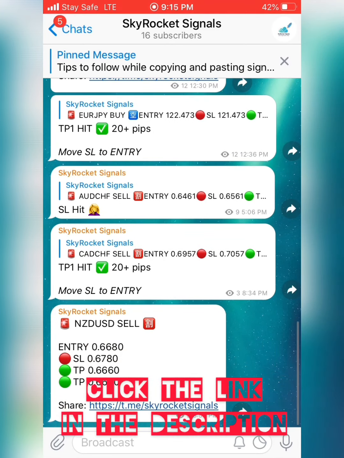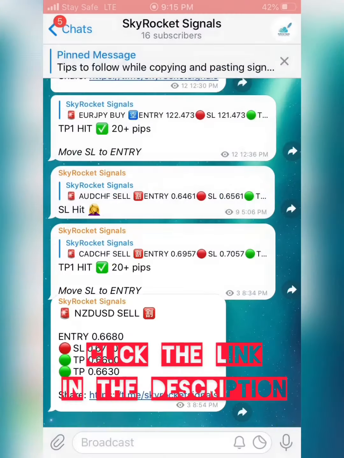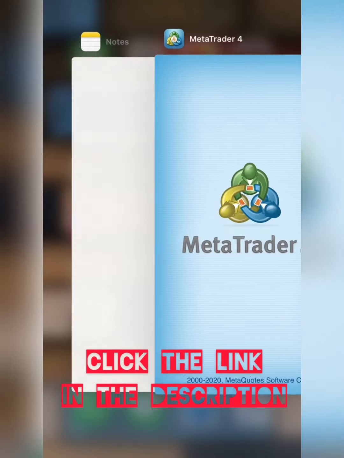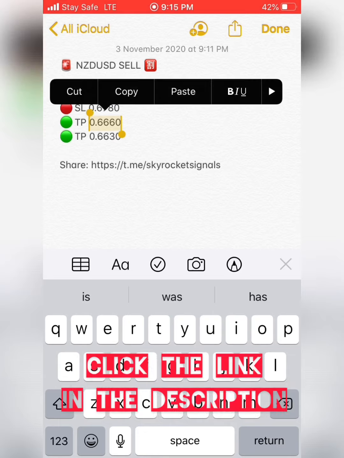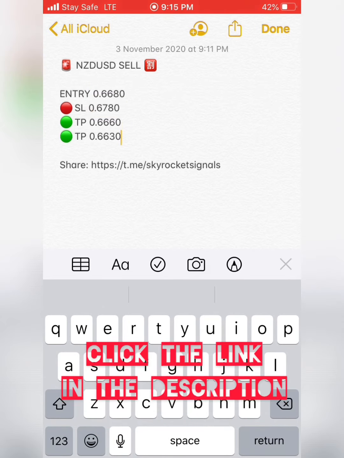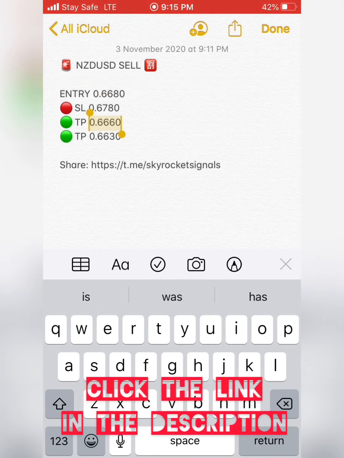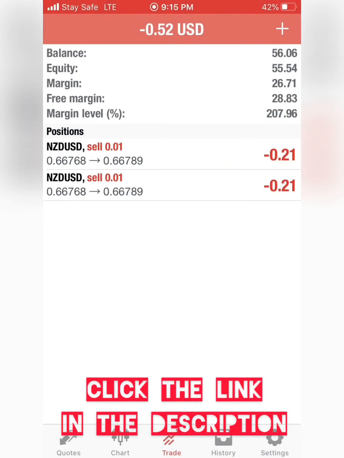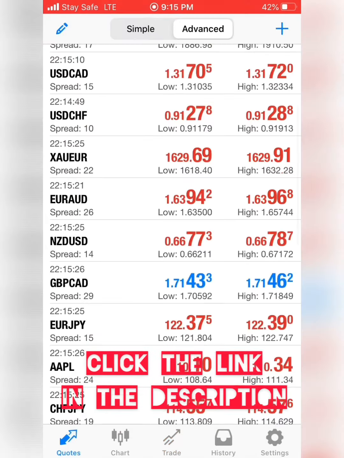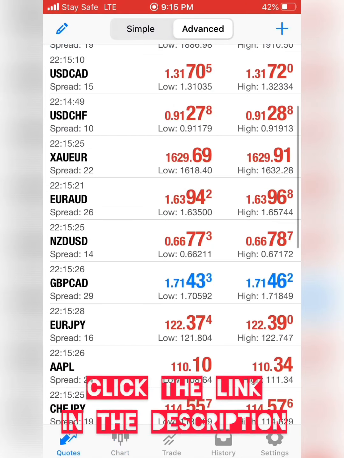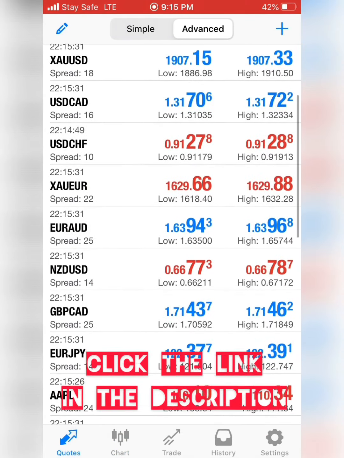So first things first, you copy this signal and paste it in your notes. As you can see, I've already pasted it here. Copy the first take profit, go to your MT4. As you can see, I have already placed the trade, but I'm going to place it again. Look for the currency pair right here.